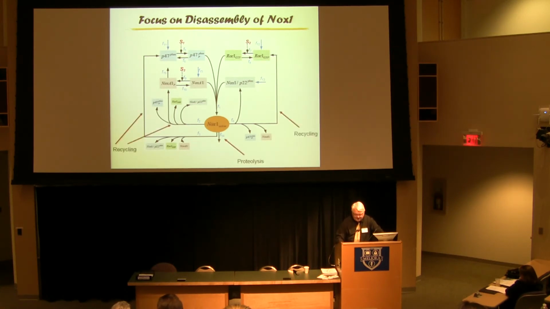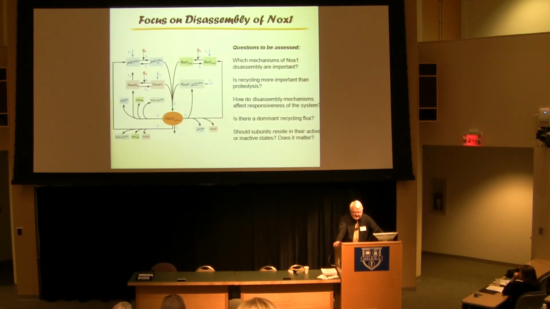So here's the proteolysis, here's recycling, but the recycling pathways lead to different states. And the question is, how can you set up the system such that it's cocked for the next event, for the next signal? How can we get it ready in a short period of time?